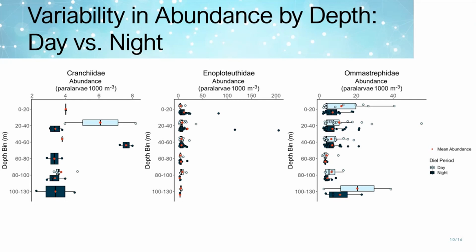However, for Enoploteuthidae, the abundance really ranges a lot. Most of them have a fairly low abundance, but then there's a few high abundances that are going to have an impact on the mean abundance. And then on the right, Ommastrephidae, you can see that there's a lot of samples in those surface depth bins, but there's not nearly as many in the lower depth bins, which again is going to affect the mean abundance and standard error that we see later.